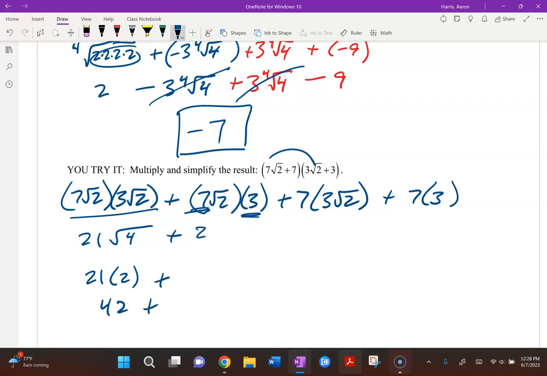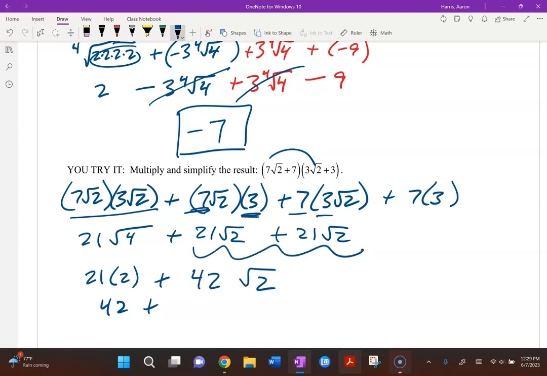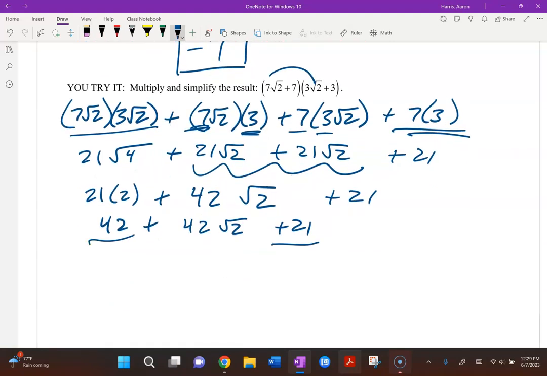7 times 3, 21 root 2. Over here I got 7 times 3, 21 root 2. Well, 21 root 2 plus 21 root 2 is 42 root 2. And then lastly I got plus 21. Combine like terms, 42 plus 21 gives us 63 plus 42 root 2.